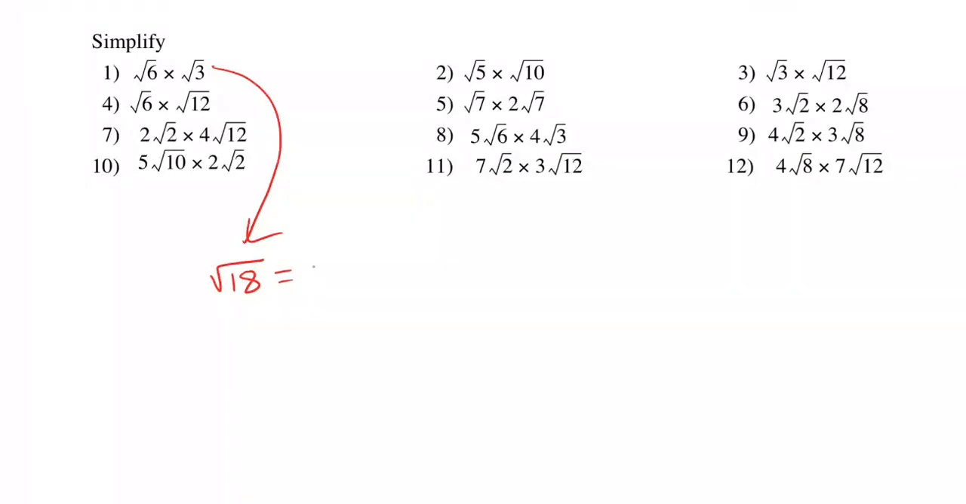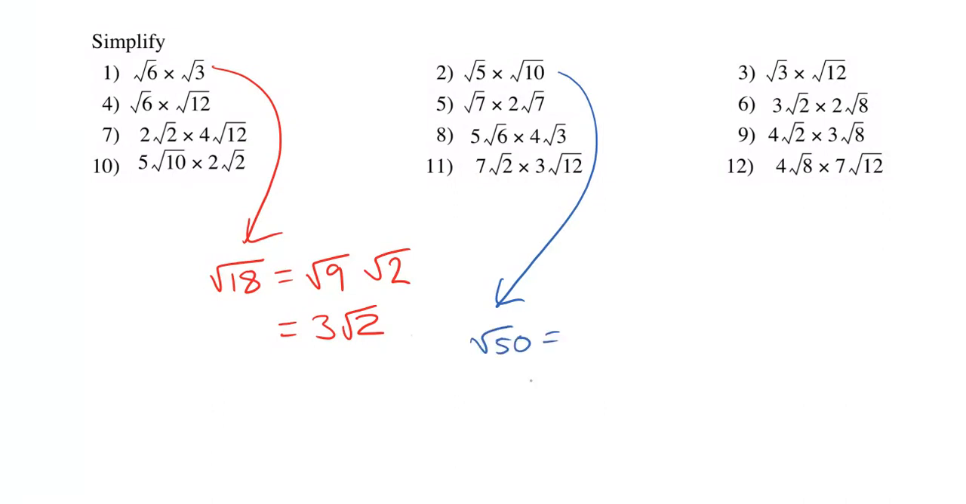So for example, root 18 is going to be root 9 root 2. And from there, we can of course say this is 3 square root 2. So we can look at alternative ways to arrange things to help us to reduce numbers. Let's take a look now at number 2. So square root of 5, square root of 10. Well, straight away, that is going to be the square root of 50.